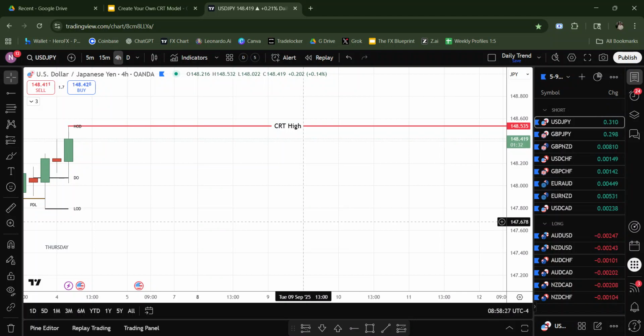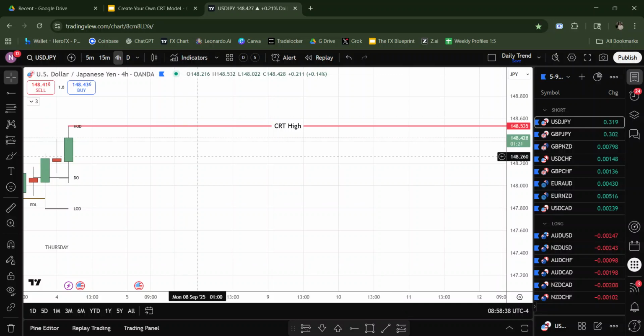I did go ahead and take the liberty of disaggregating the pairs that I'm looking at for today for both long and short. And I'm actually already in one, which I'll show you a little bit later. But for now, we're looking at the 5-9 model. So let me show you this real quick and go from there.